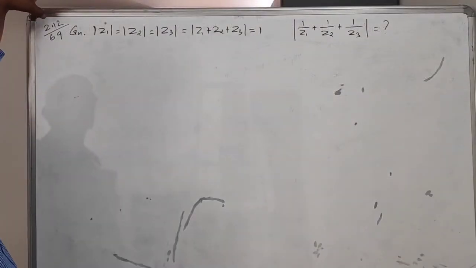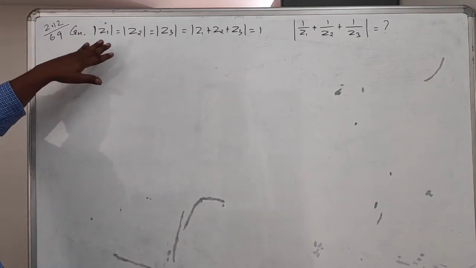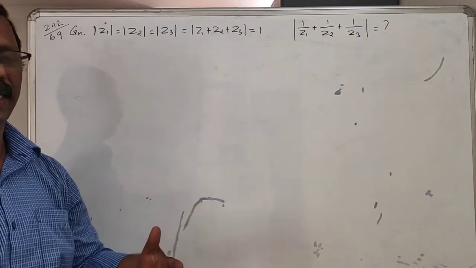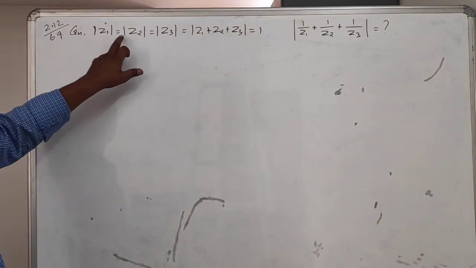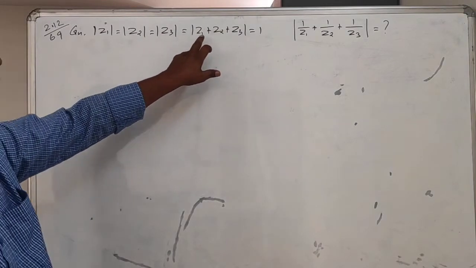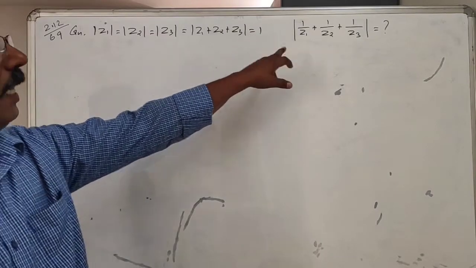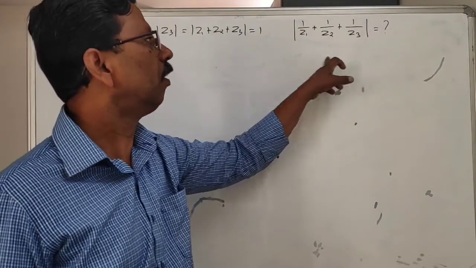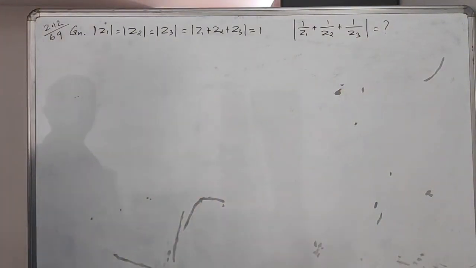Example 2.12, given at page number 69. Here Z1, Z2 and Z3 are any three complex numbers. Further it is given that modulus Z1 is equal to modulus Z2 is equal to modulus Z3 is equal to modulus of Z1 plus Z2 plus Z3 is equal to 1. Then we need to find the value of this modulus. This is also very similar to the previous problem.